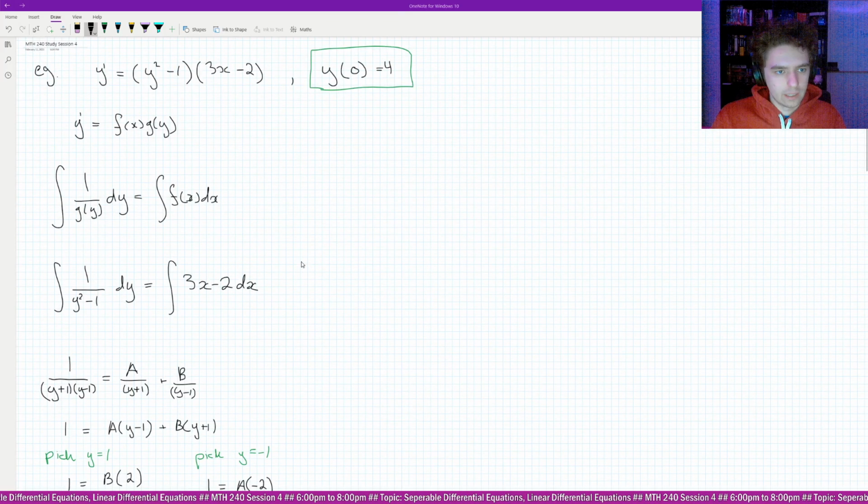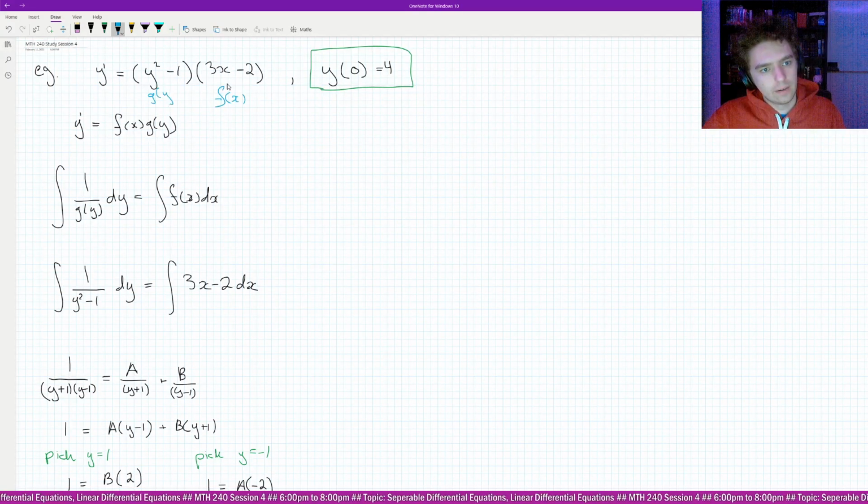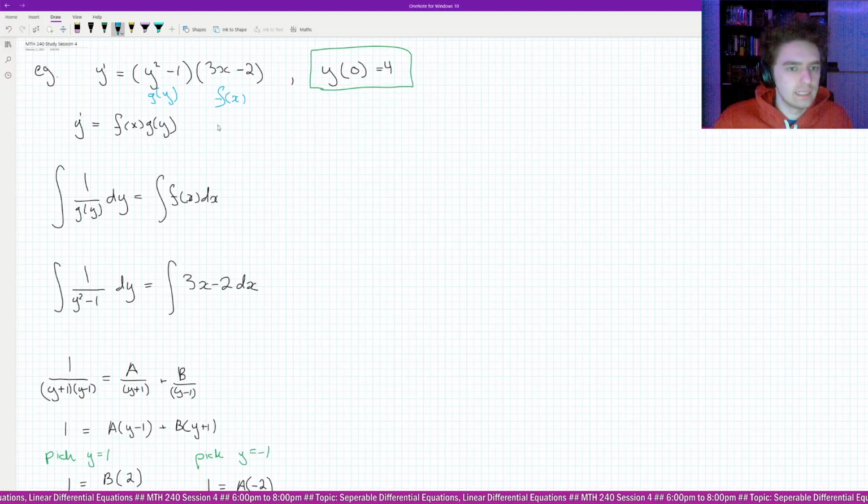Okay, so this is our differential equation. I noticed that it's separable. I can write it in this form. In fact, it already is in this form, right? y prime equals f of x. This is f of x. Okay, so this is f of x. This is g of y. So I can write it in that form.